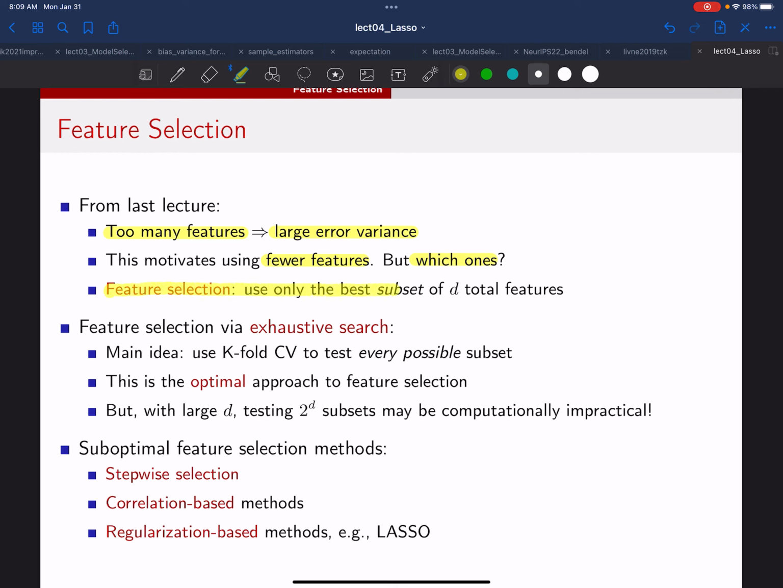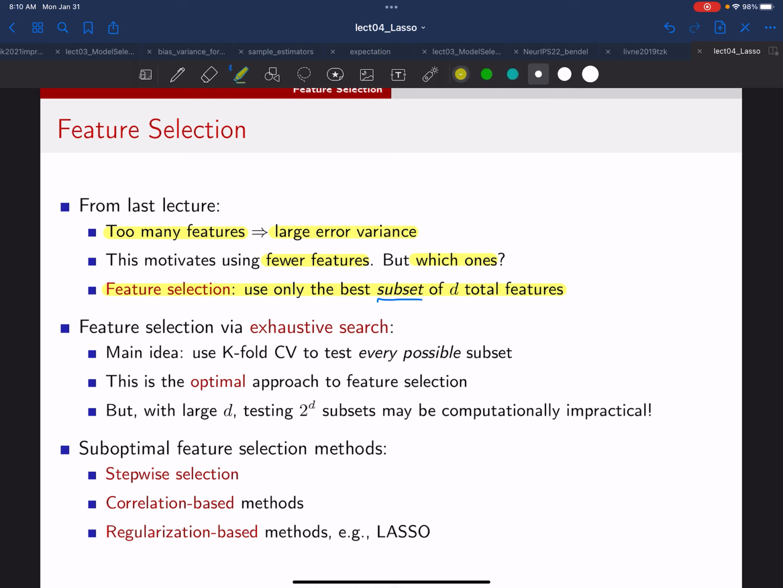We would like to use the best subset of D total features, but the whole question is, how do we figure out that subset? Okay. Any questions on the goal? So that's the goal of the unit. All right.